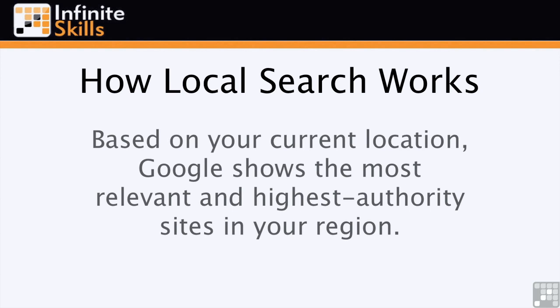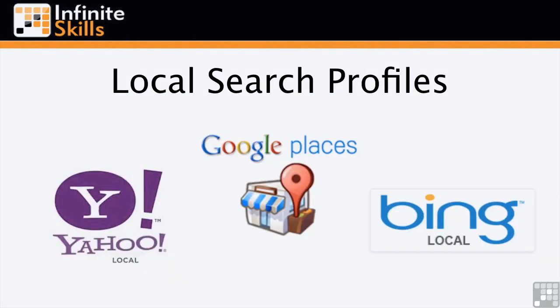Let's look at a few things that you can do to become a local authority and to start ranking very highly for local searches. The first thing to do is to claim your local search profiles on all of the major search engines. This means Google Places, Yahoo Local, and Bing Local. This process makes it very easy for the search engines to know where you're located and also what keywords you're relevant for.